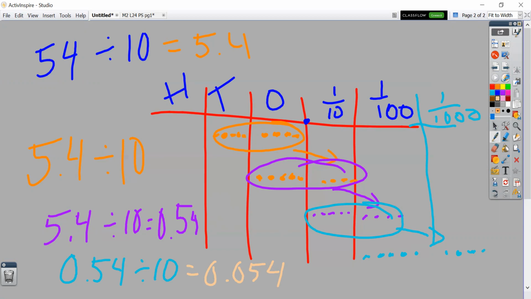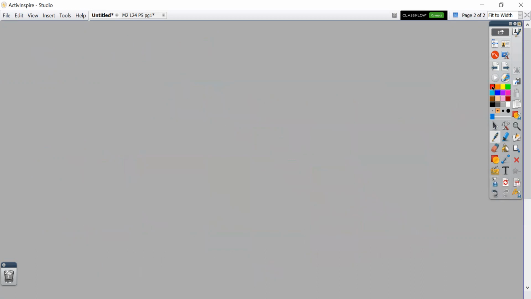I'm taking off my jacket if you hear anything. When we're dividing by 10, we're just shifting place value, okay? But we're not just going to be dividing by 10 in fifth grade. So let's clear that. And let's still use 54.